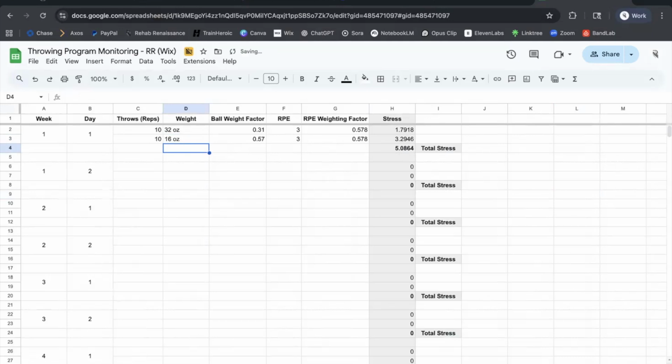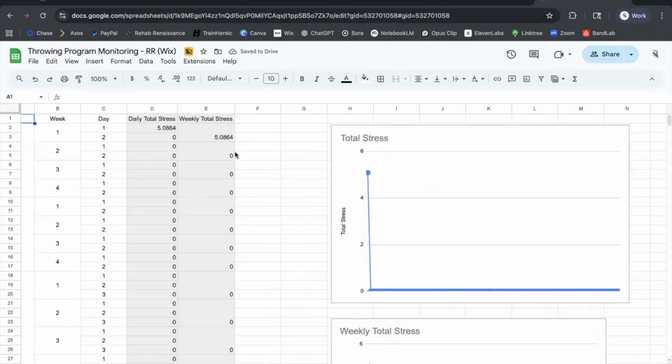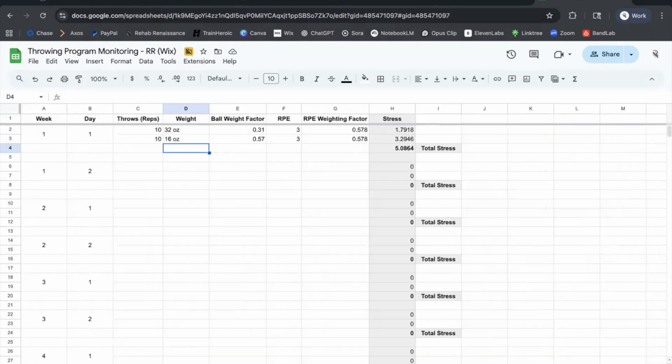And then when we head back to the stress tracker total, we're going to see that 5.8 number pop up there. And we're going to see that number pop up there as well. And then there.